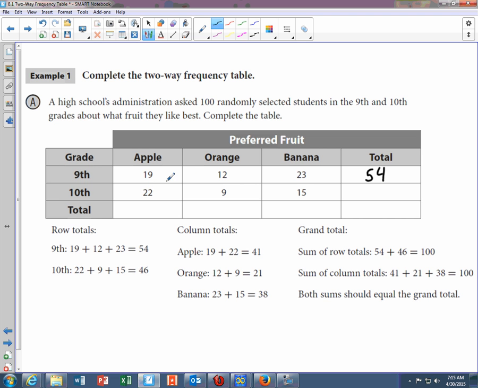And go ahead and fill that in as I fill it in. 22 plus 9 plus 15 is 46, for a total of 100, which they said before, 100 randomly selected students. That better total up to 100.